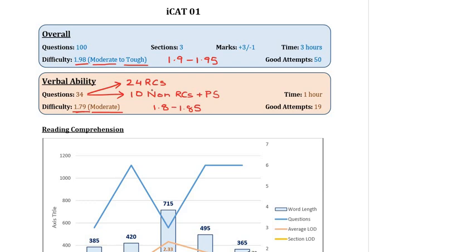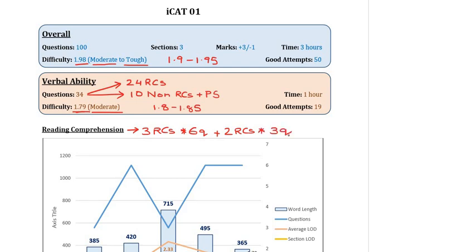The analysis for VA will have to be done in 2 parts. One dedicated to the RCs, which is 24 questions, and the second smaller part for the 10 non-RC questions. Now the most standard breakup of the RCs is where we have 3 passages with 6 questions each and 2 passages with 3 questions each.